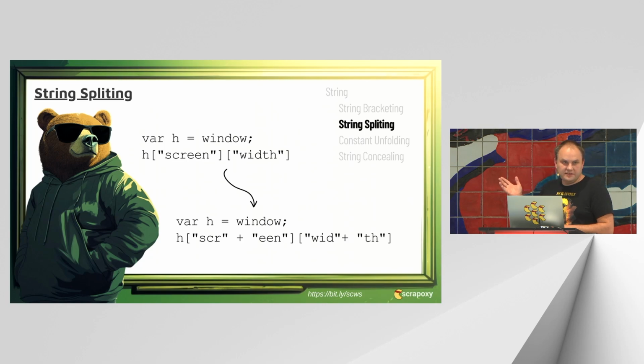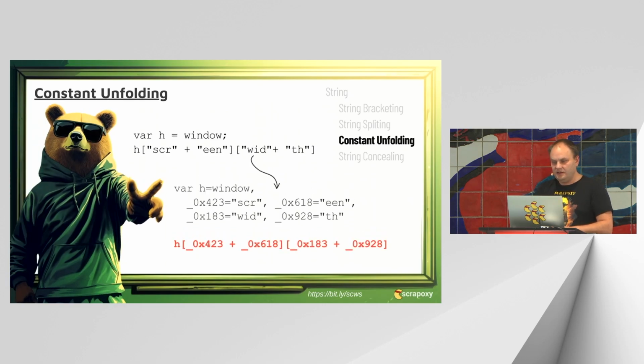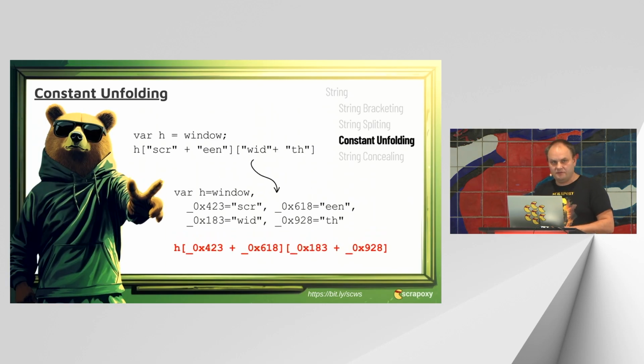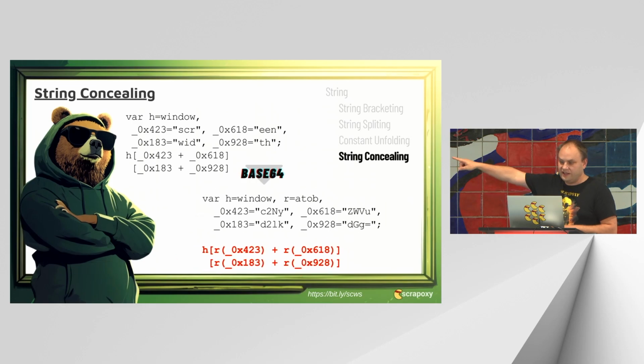Yeah, I know, it's still readable. So what you can do now is replace the string with a constant. It's called constant unfolding. You add constants at different places in the code with random names. If you read the last line in red, you can understand the meaning of the operations. But you can still figure it out by looking at the value declarations. That's why you use string concealing. Here we're using basic base64 encoding.